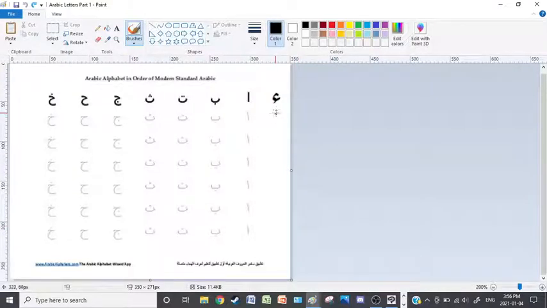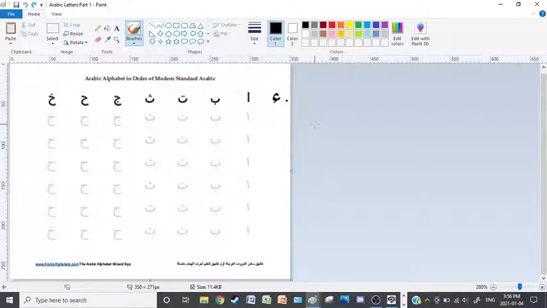I could not find a traceable diagram for the Hamza. So if you would like to trace over this and then copy the same style again, it is up to you. However, this is a computerized font. You do not have to draw the Hamza at an angle. It is also a straight line as such. It does not have to be at an angle like so.